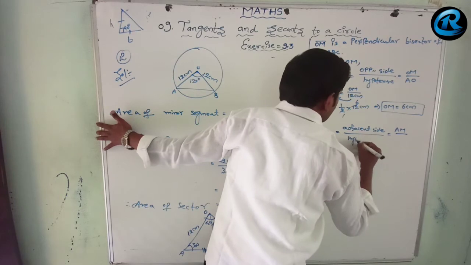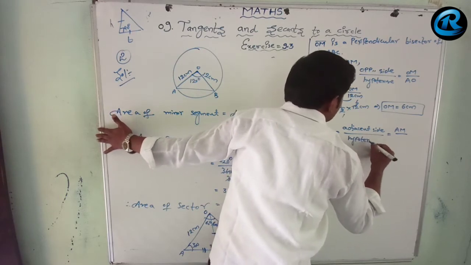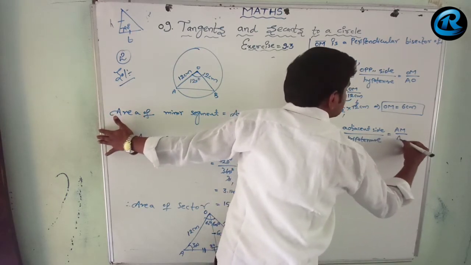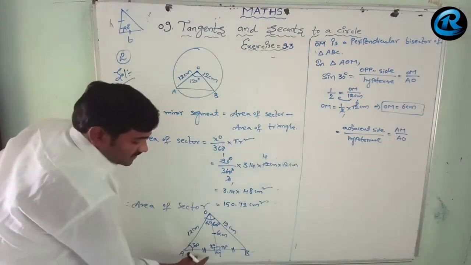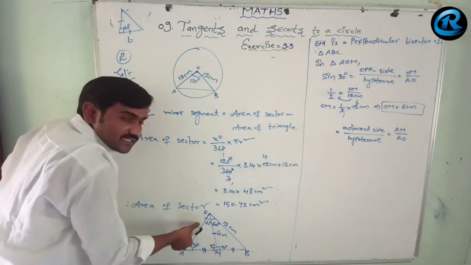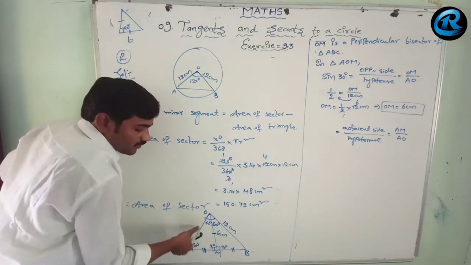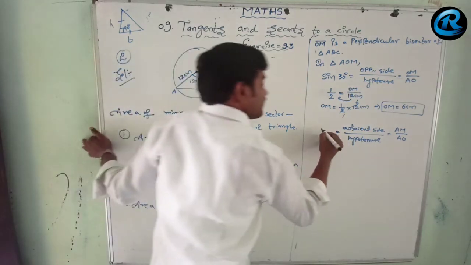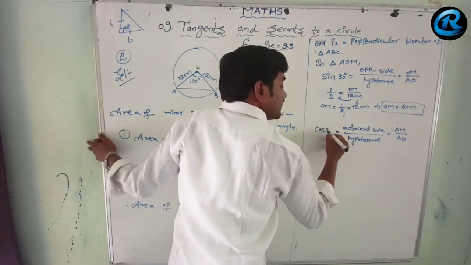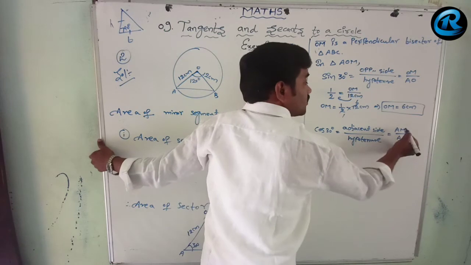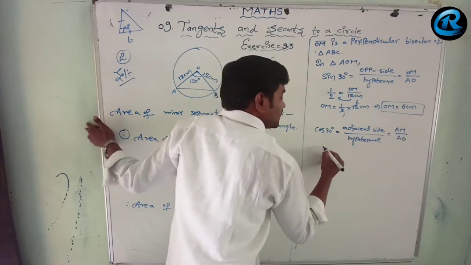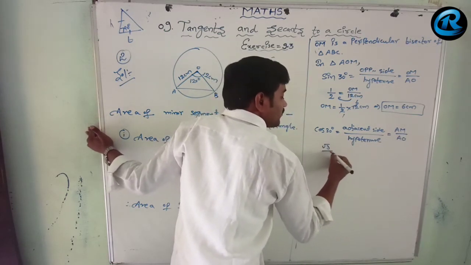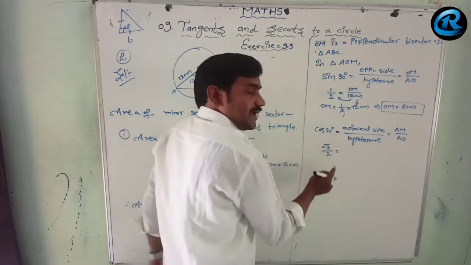The hypotenuse is AO. The adjacent side we need to find, and the hypotenuse is given. Adjacent by hypotenuse will be given by cos theta. Theta is 30 degrees. So AM by AO equals cos 30 degrees, and cos 30 degrees value is root 3 by 2.